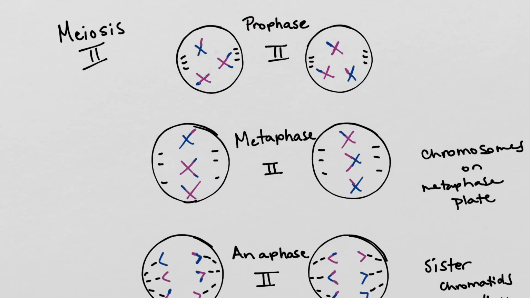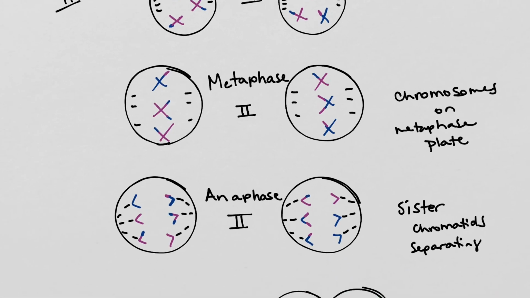So in meiosis 2, during prophase 2, the spindle fibers are going to show up, and you're going to have condensation into chromosomes if they fully decondensed. But again, how far through telophase and cytokinesis it goes is not always the same.